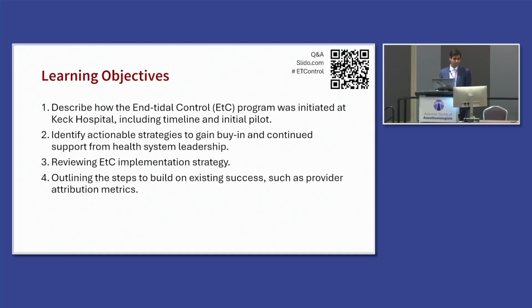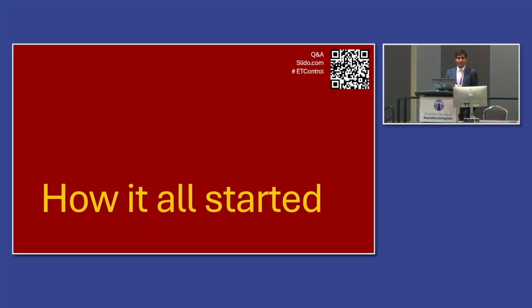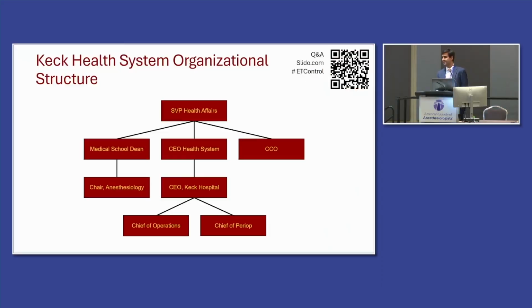So we'll go over how the program was initiated, the strategies I used to try to get this approved, how we implemented and what our strategy was, and what did we do to make sure that it ends up being successful. So we're going to begin with how it all started. Now, there's a caveat to all of this. As you know, every institution is different. Leaders, people, we're all different human beings. So the example I'm giving you worked very well for us, and maybe it can serve as a roadmap for you.